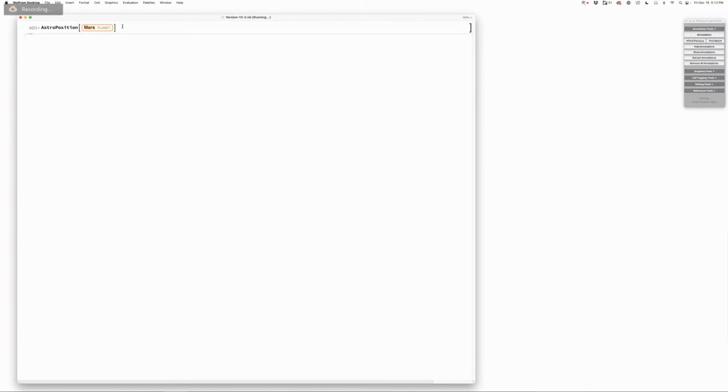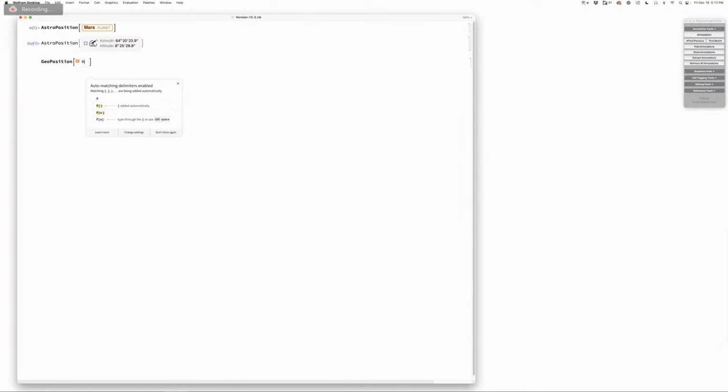This is a typical thing that we would get in the new astronomy functionality. That's the position of the planet Mars. Now let's do the corresponding thing. Let's say I say geoposition of, let's say, New York City here, and that would give us on the Earth, that's the geoposition of New York City.